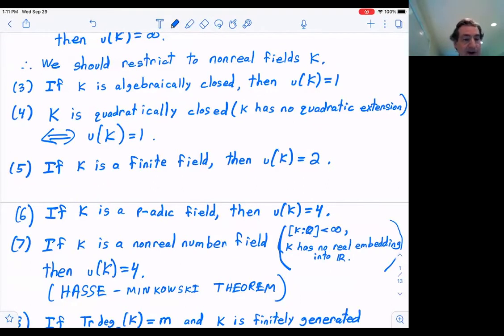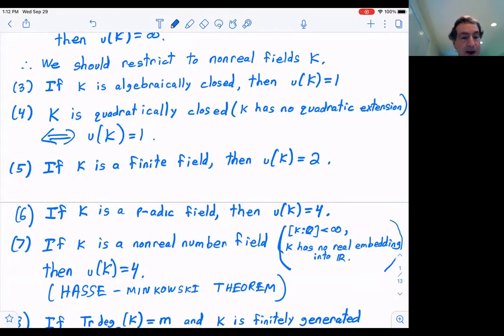Example 7 is for a number field, but of course, as I said above, I want to restrict to a non-real number field. So if K is a non-real number field, so that means K is a finite extension of the rational numbers and has no real embedding into the real numbers, then the U invariant of K is also 4. And so that's a more difficult theorem.